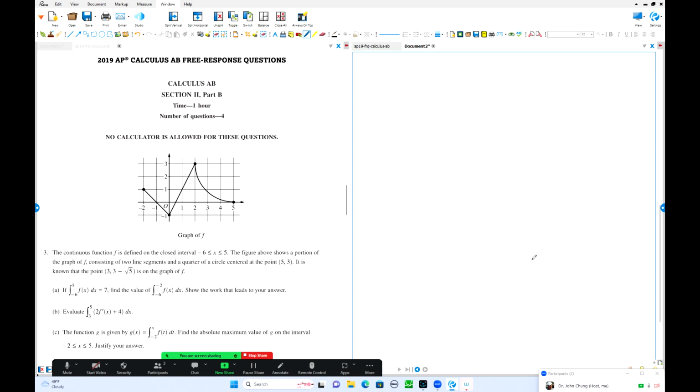The next one, B up there. Evaluate this integral from 3 to 5 of 2 times f prime of x plus 4 dx.